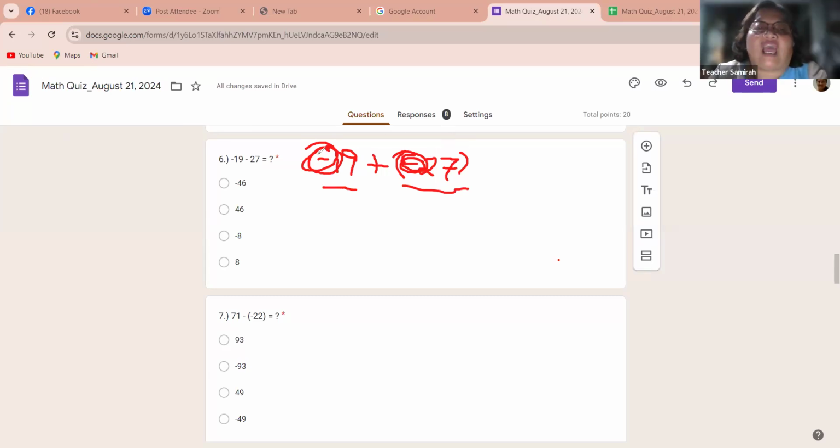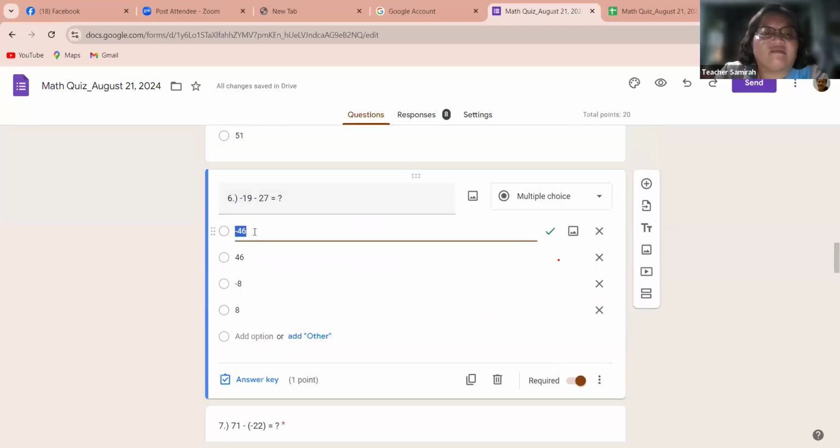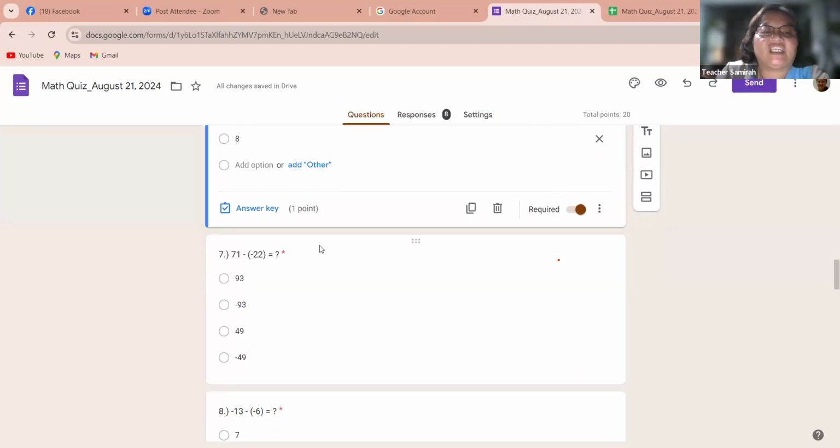Negative. Okay. We are going to add two same-sign integers, or two negative integers. What will be our answer? Is it negative 46, or is it negative 8 or positive 8? Negative 46. Very good. Let us see if you are correct. Negative 46. So the answer is negative 46.